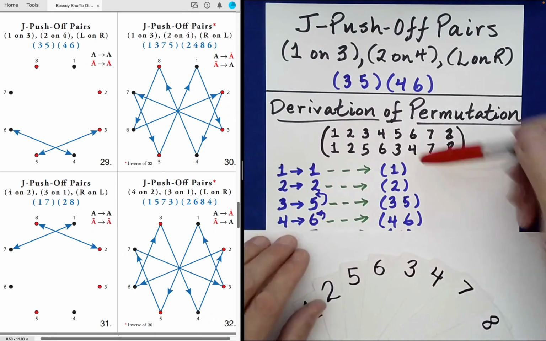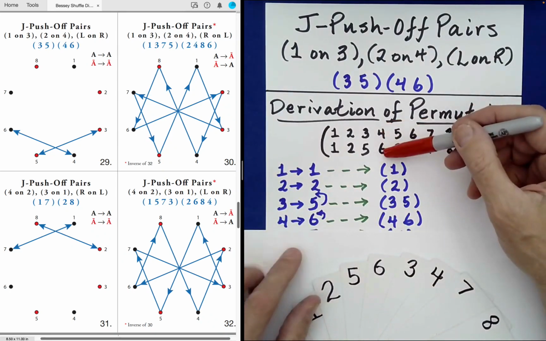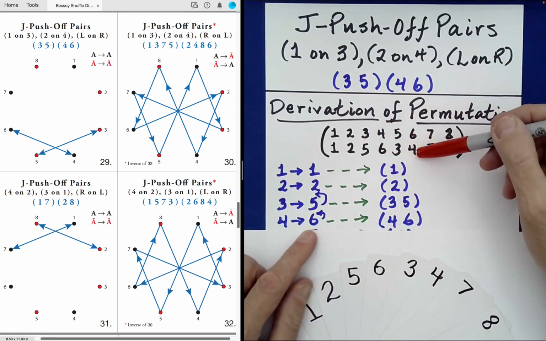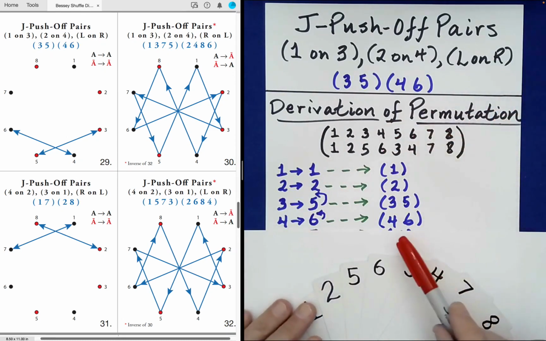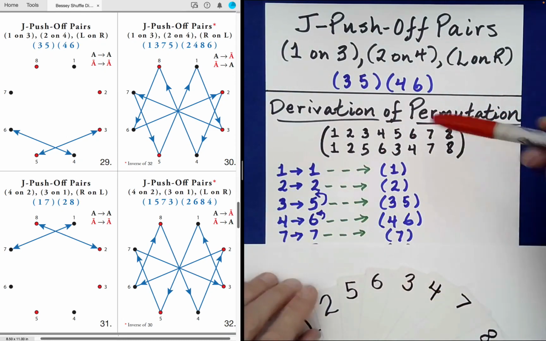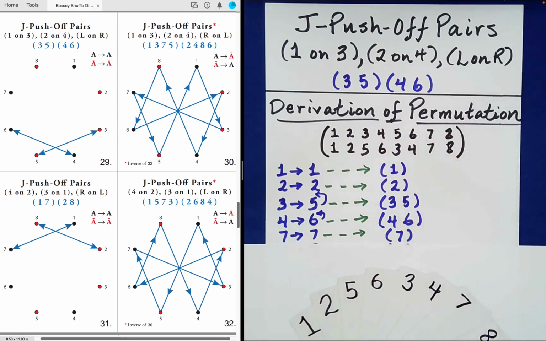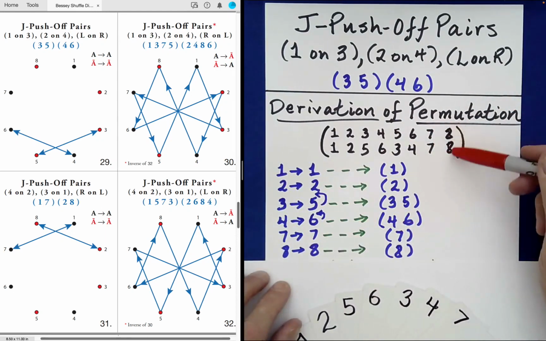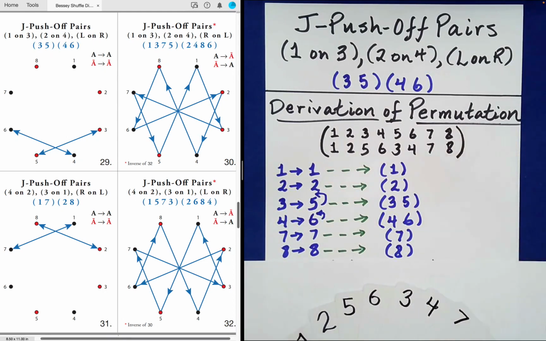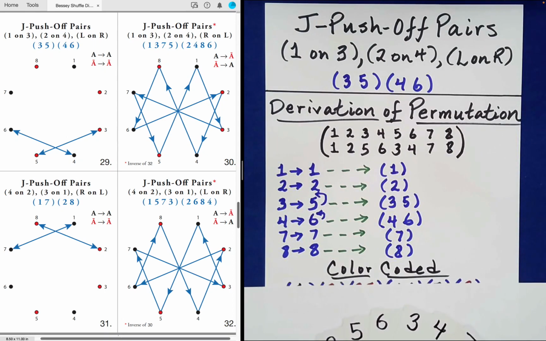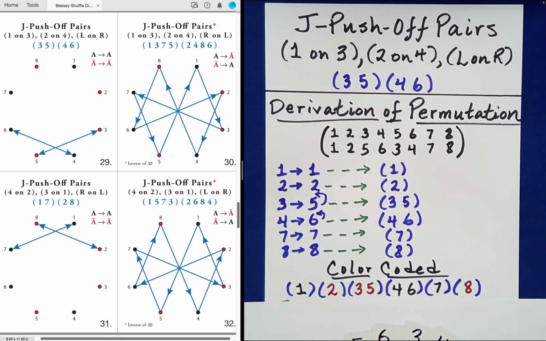4 goes to 6, as we can see right here, and 6 goes to 4. So that completes a 2 cycle as well. 7 goes to 7, so it's a fixed point, or a 1 cycle. And 8 goes to 8, so we have another fixed point, or 1 cycle. Color coding, or cycle notation, of this permutation, we obtain the following.